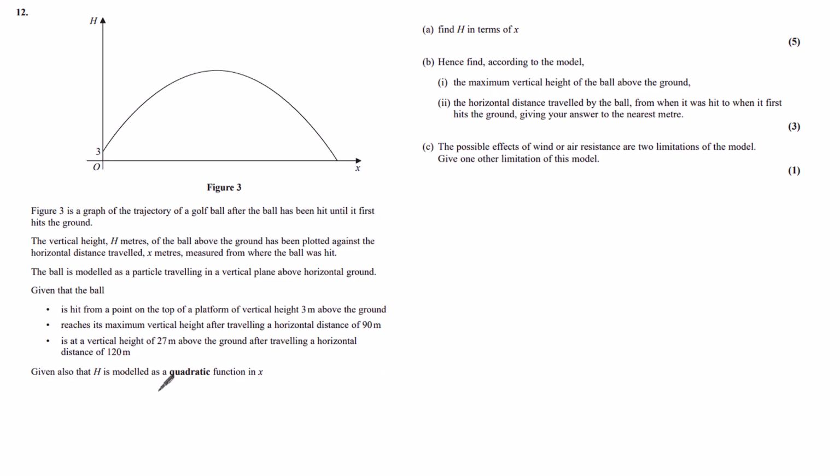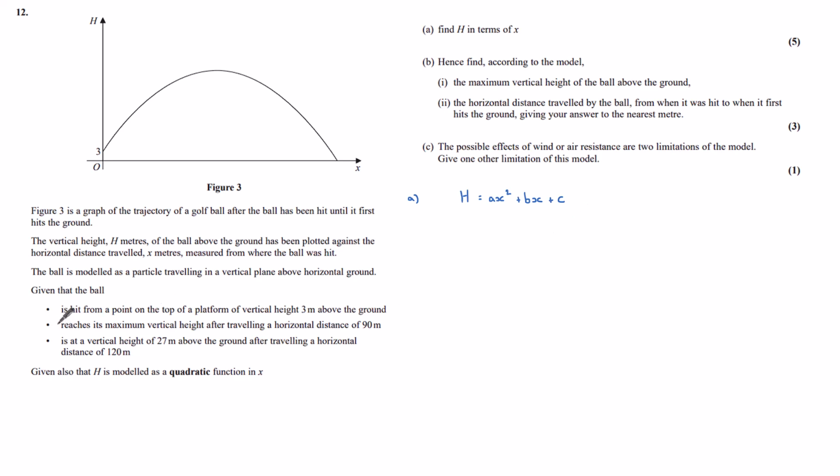We're told that h is modelled as a quadratic. I can see quite clearly from figure 3 that this will be a negative quadratic, but for now, let's write out h as a quadratic function. So h is equal to some ax squared plus bx plus c. This is the equation of a quadratic function.